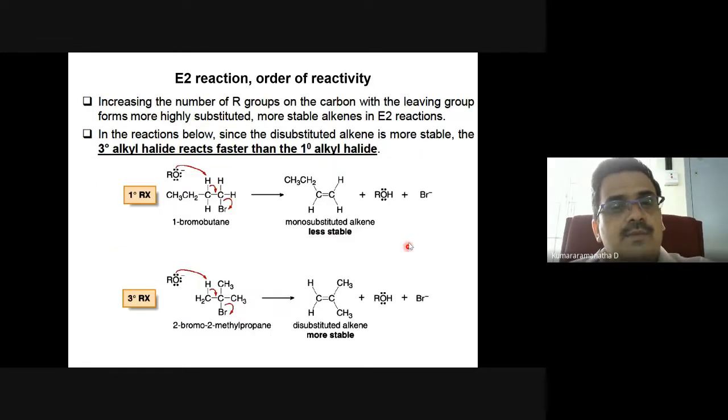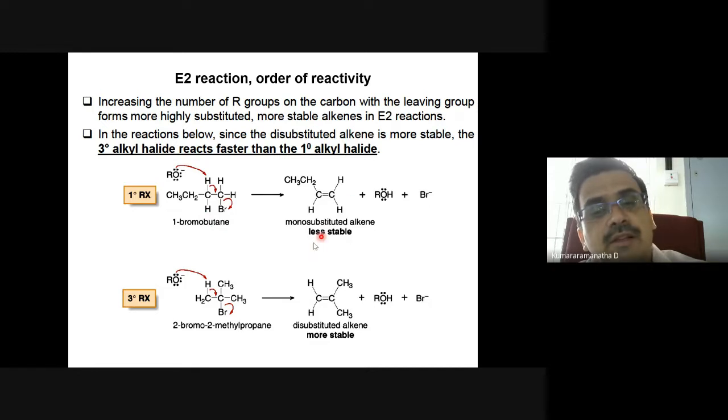And we are coming to a very important rule now: if you increase the number of substituents, more R groups on the carbon and also the leaving groups, you start getting very stable alkenes with E2 reactions. For example, you can see a tertiary alkyl halide reacts faster than a primary alkyl halide. The best example I have already taken is the tertiary butyl group, a very fast reaction compared to primary. Same thing, you can see a primary bromobutane.